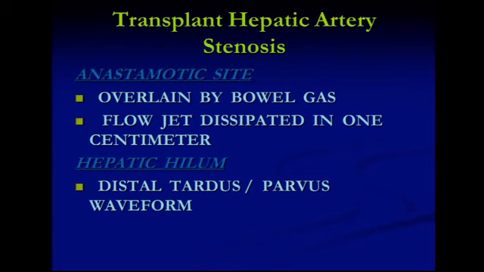So for transplant hepatic artery stenosis, some of the issues: remember the anastomotic site is usually overlain by bowel gas. Remember that a flow jet is dissipated within a centimeter, and that we concentrate our attention on the hepatic hilum looking for a distal tardus parvus waveform. We may also simultaneously image the main hepatic artery of the recipient directly off the abdominal aorta.